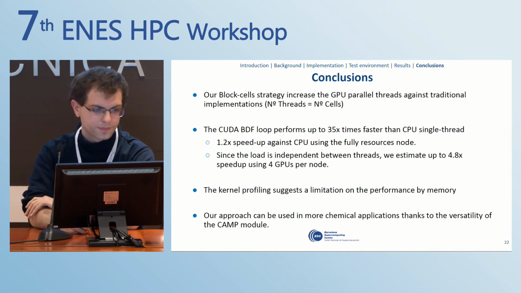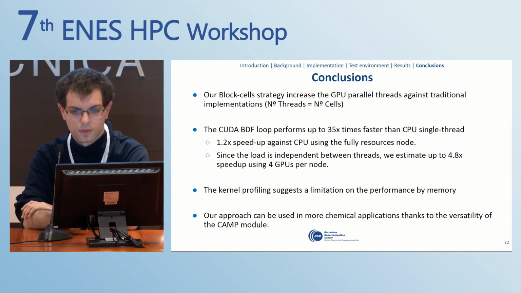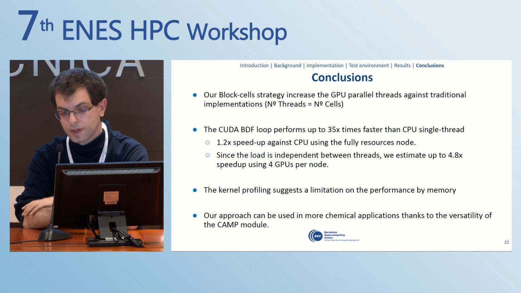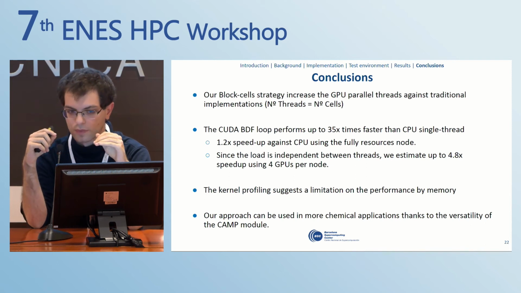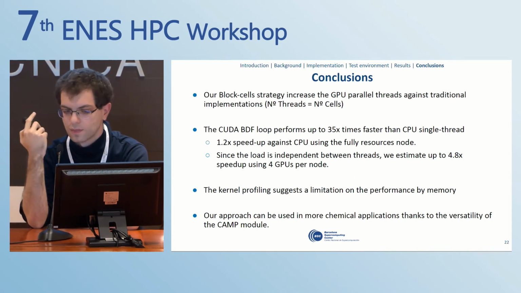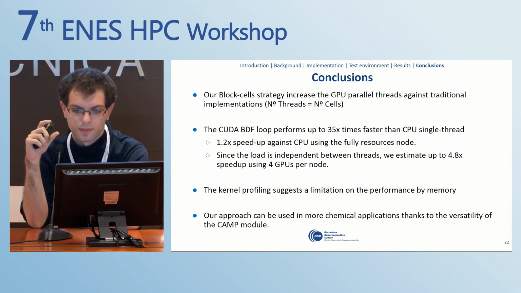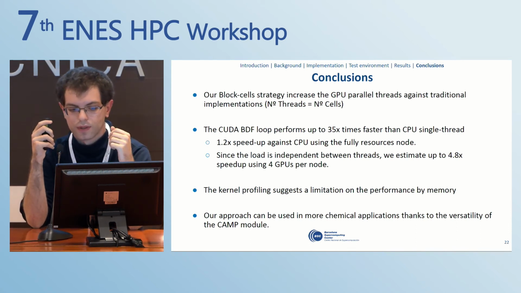As for the conclusions, our block-cells strategy increases the GPU parallel threads compared to traditional implementations, where the number of threads equals the number of cells. The CUDA implementation of the BDF loop performs up to 30 times faster than the CPU single thread, which is a 1.2 speedup against the CPU using the fully resourced node. And since the load is independent between threads, we estimate up to 4.8 speedup with the 4 GPUs per node. The kernel profiling also suggests a performance limitation by memory. And our approach can be used in more chemical applications thanks to the versatility of the CAMP module.